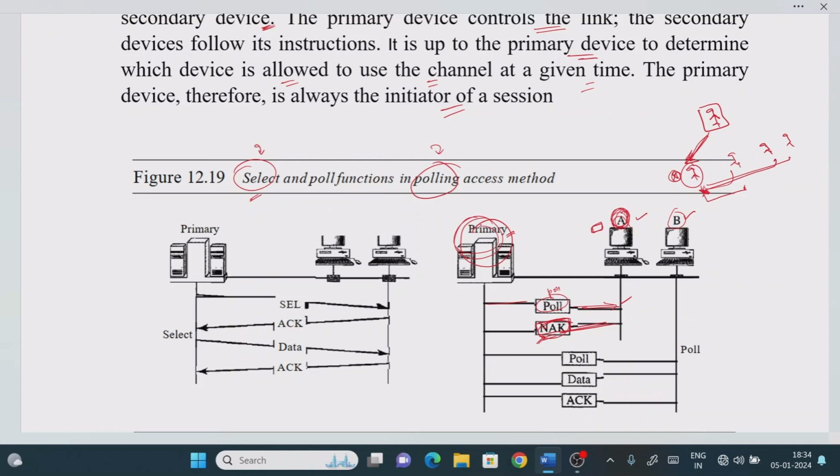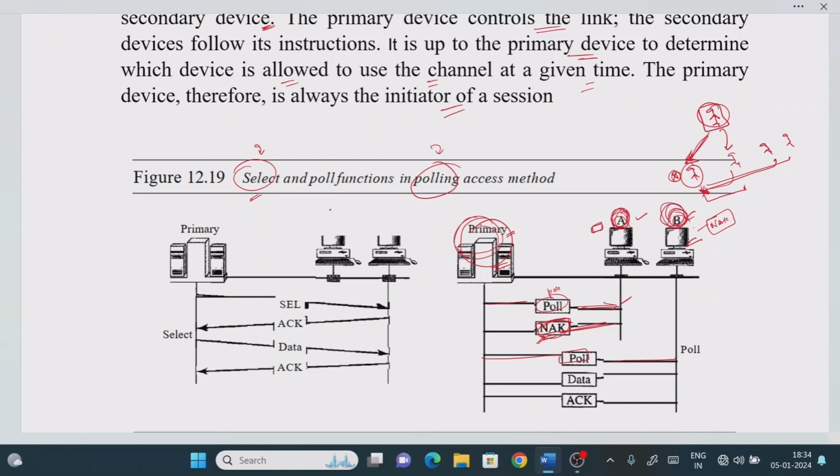Okay, fine. Now what the superpower will do is, it will go to the second person. I told you, right, everything will be controlled and managed by the superpower only. Now what the superpower or primary station is going to do is send the poll function. It means that it is asking the second device, after some time, do you have any data to send? If no data, it will send the negative acknowledgement. It means that I don't have any frame to send.